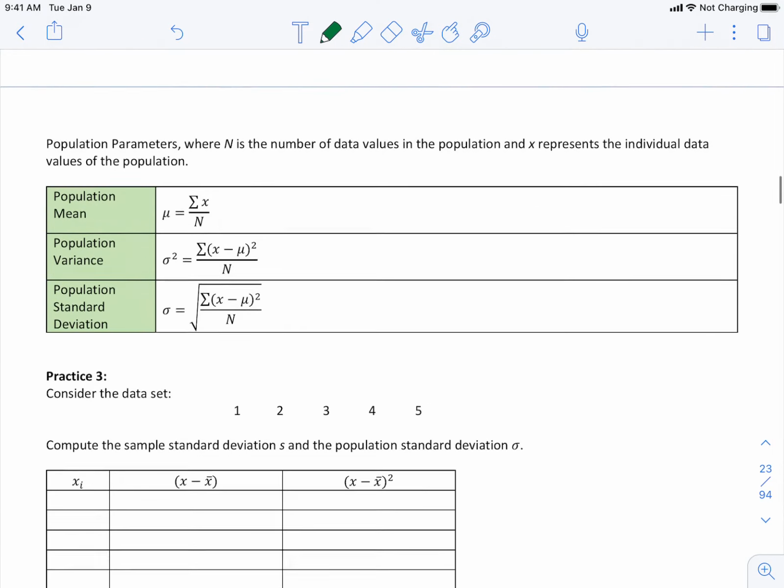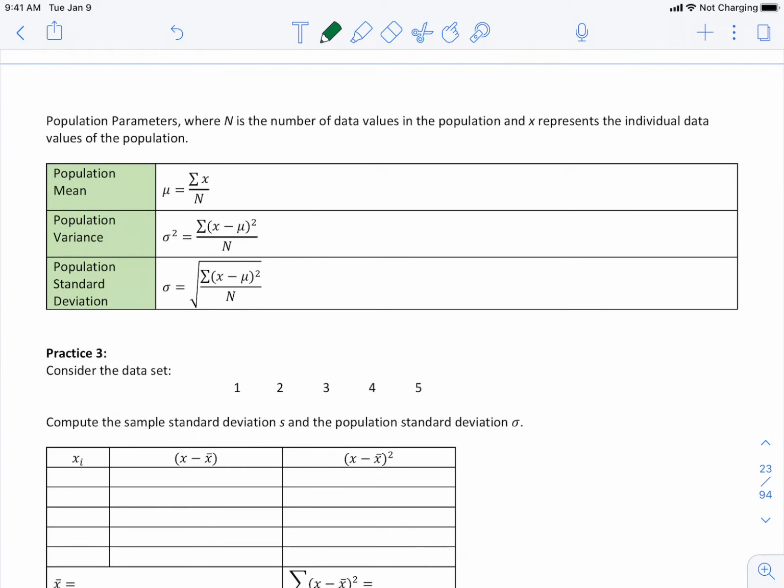All right, so population parameters, where N is the number of data values in the population and x represents the individual data values of the population. Our population mean, mu, is equal to the sum of x divided by our capital N. Population variance, sigma squared, is our sum of x minus mu squared divided by capital N. And the population standard deviation is sigma, and this is the square root of the variance. So we have the square root of the sum of x minus mu squared divided by capital N.